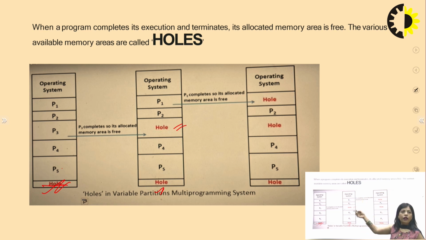P1 is still running, P2 is also running, P4 and P5 are also running, but P3 has completed its task, its execution. So the blank area is known as a hole. After that, P1 completes, so its allocated memory area is also free. That blank area is also called a hole. So holes in variable partitioning represent the blank space.